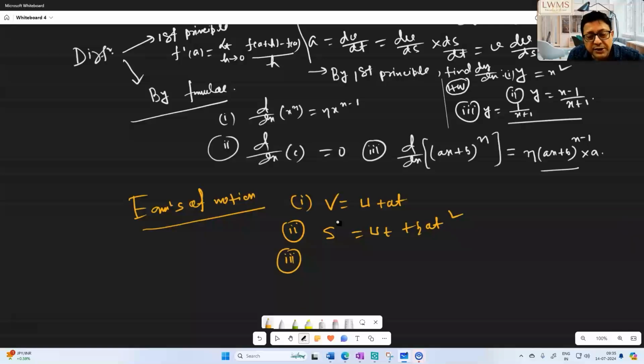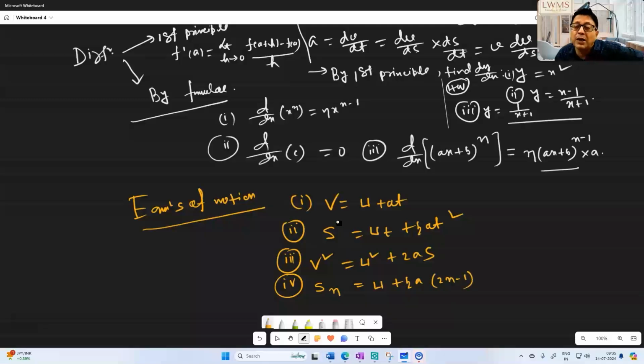Number 3, v square equal to u square plus 2as, and distance traveled in the nth second or tth second, whatever, u plus half a into 2n minus 1. These are the equations of motion.